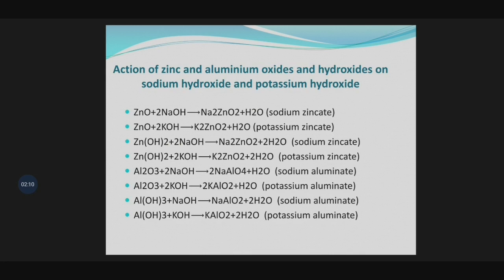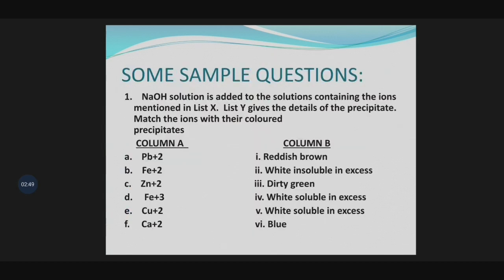I will say you that no need to remember all the equations. You remember the first one, zinc oxide with NaOH, second one, zinc oxide with KOH, third, fourth, and then you remember these two. Aluminium oxide with KOH forming potassium aluminate, and Al(OH)3 plus NaOH, sodium aluminate. That's enough, the rest are not needed. So whenever these oxides and hydroxides are reacting with sodium hydroxide or potassium hydroxide, strong alkali, what they form, these reactions are given in the syllabus.